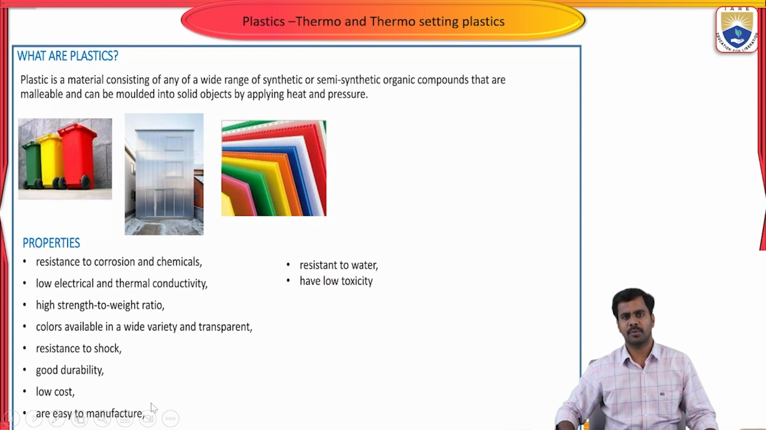And coming to the manufacturing procedure, plastics are very easy to manufacture. And plastics also show resistance towards water, and the hazard to the environment is also very low. So, low toxicity. So these are the definition and properties of plastics.